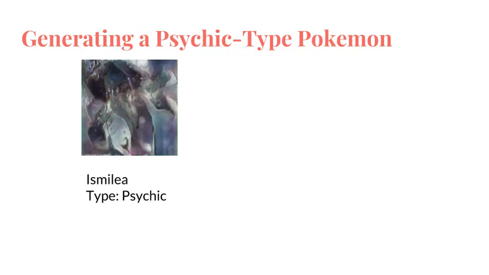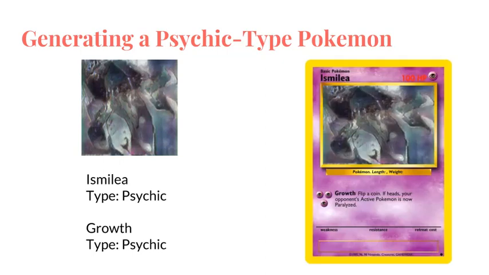In this case, we'll use the name Ismelia, classified under psychic. We would do the same with the attack generator and the attack classifier to find a fitting attack. This one, growth, will do. Finally, we can use a site like the Pokemon Card Maker to put it all together.